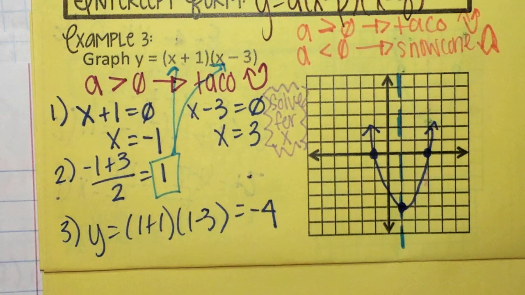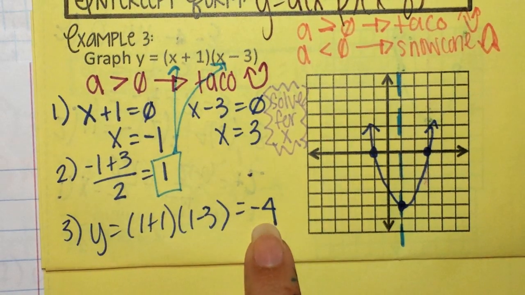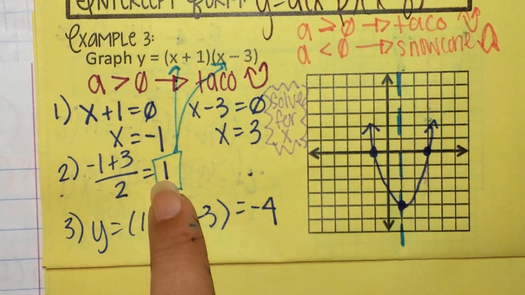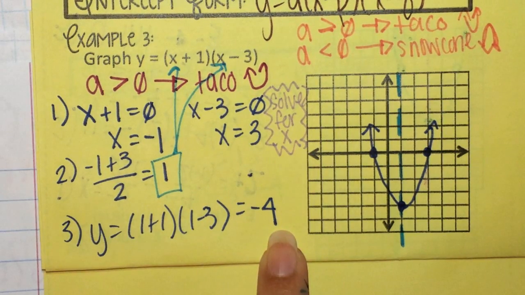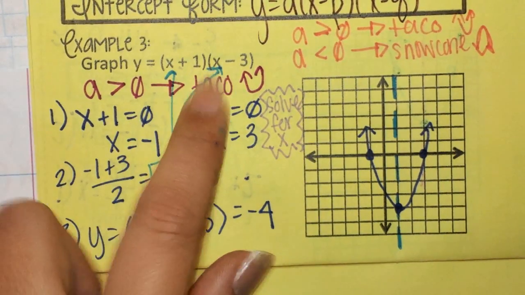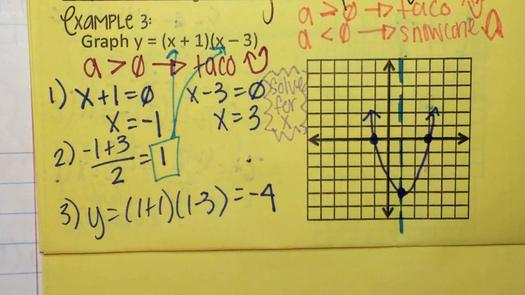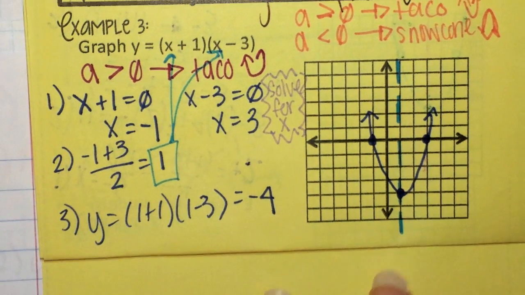So you could have gone to the left, negative 4. It's not in the middle, but this is a y value, so you would go down. Your x value is 1. So we went right 1, and then we went down 4 because it's negative. We could also plot the y-intercept by plugging in 0 for x, and it would be negative 3.